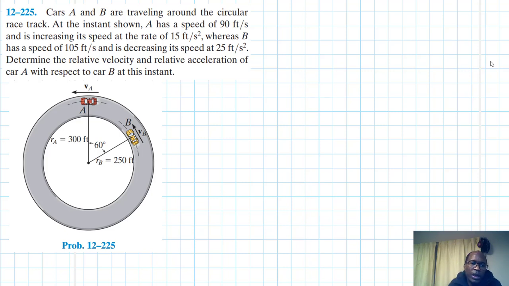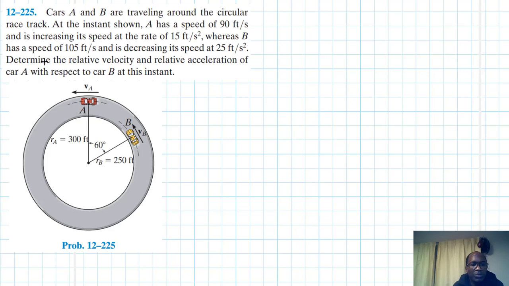The problem reads: cars A and B are traveling around the circular racetrack. At the instant shown, A has a speed of 90 feet per second and is increasing in speed at a rate of 15 feet per second squared, whereas B has a speed of 105 feet per second and is decreasing in speed at 25 feet per second squared. Determine the relative velocity and relative acceleration of car A with respect to car B.